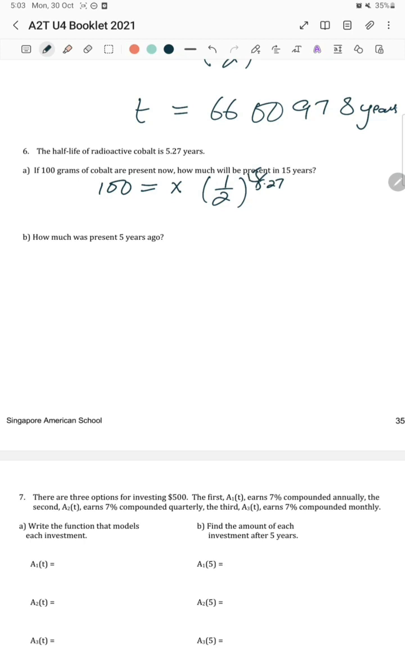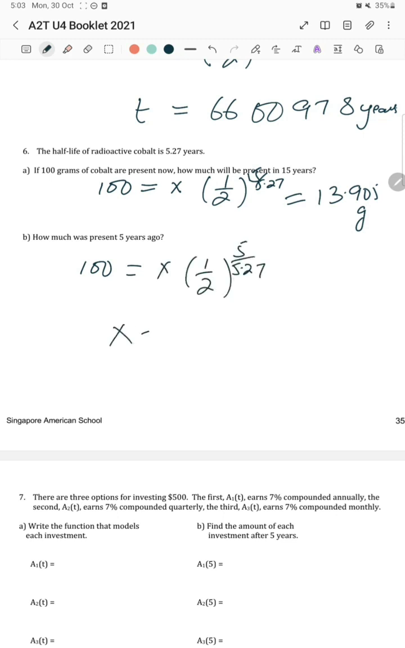It's 15 years, so 15 by 5.27, which will be equal to 13.905 grams. So how much after 5 years ago? 100 is equal to x (1/2)^(5/5.27). So x is equal to 193.022 grams.